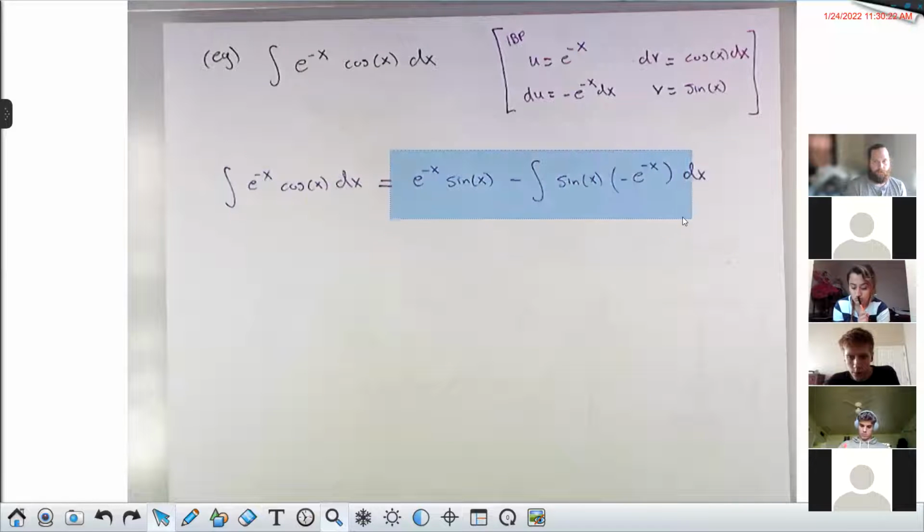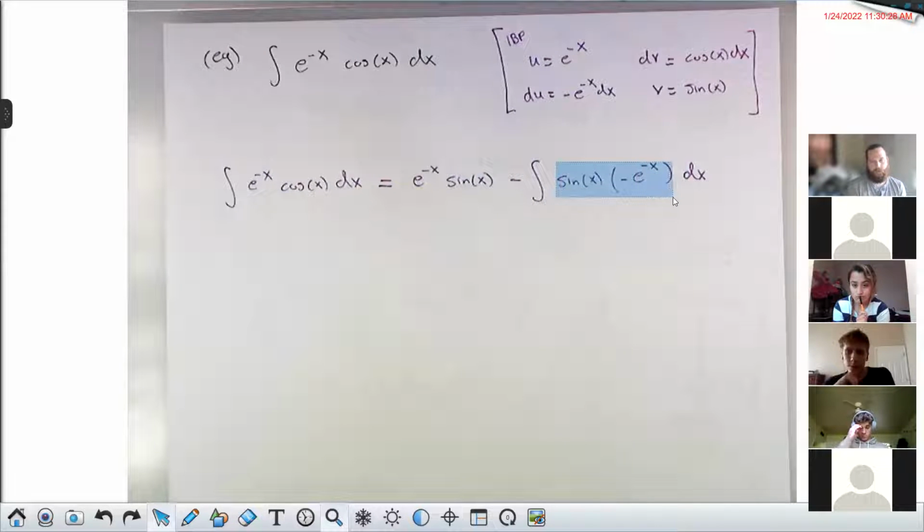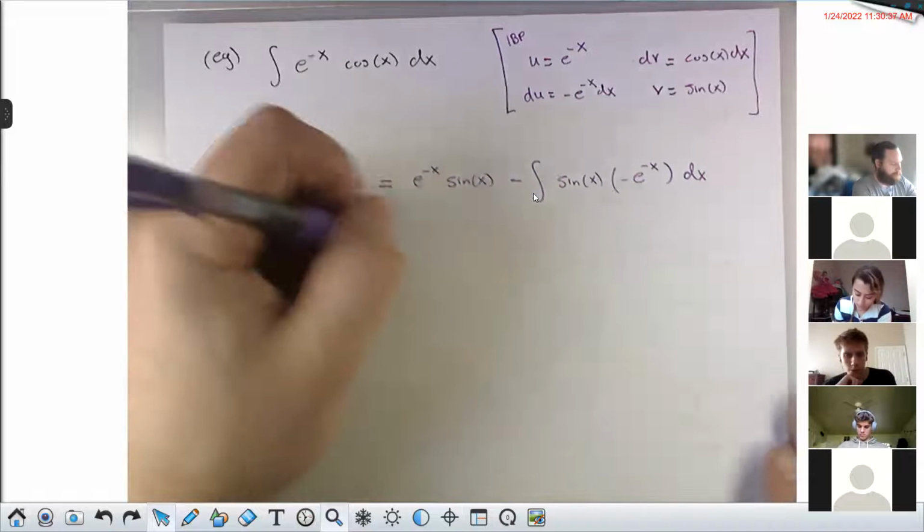I'm just going to simplify this right-hand side. This piece is just chilling, it's done. This piece, when I multiply sine x and negative e to the negative x, I get negative e to the negative x times sine x. And the negative is a constant multiple that can come out, and that'll make this a plus.